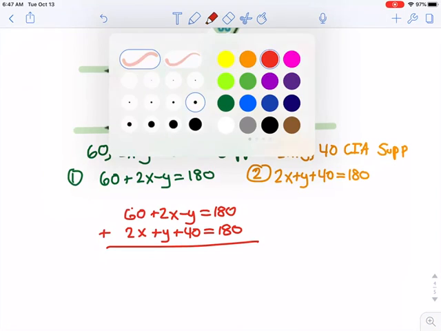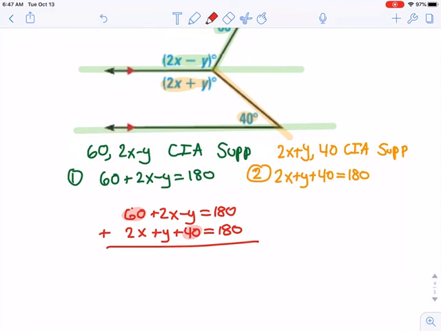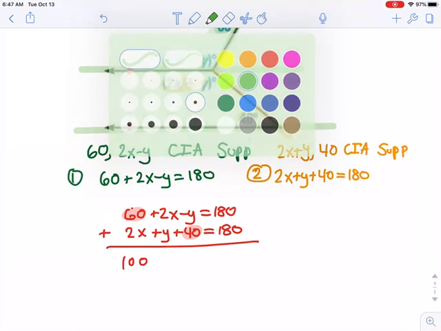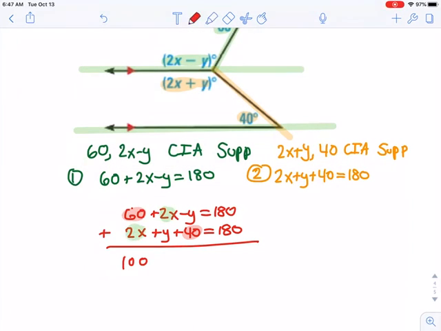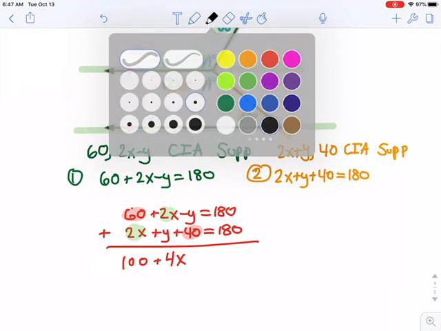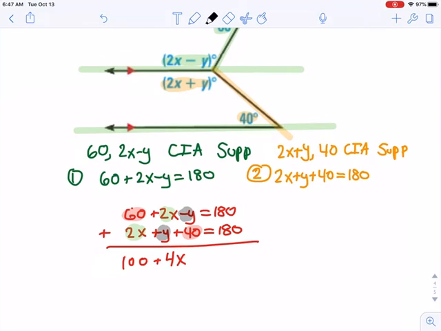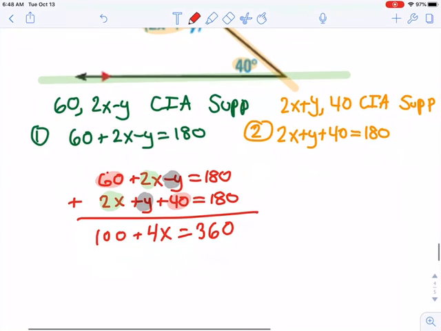What do I mean by that? We got 60 and 40, we got 100. We got 2x and 2x, so we got a 4x. Now the y's, we got negative y plus y equals 0, so that actually cancels. And then we got 180 plus 180, so it equals 360. Okay, this is great right here. I just created a new equation, equation 3, and I'm going to solve for x in equation 3, and then things are going to start to fall into place.